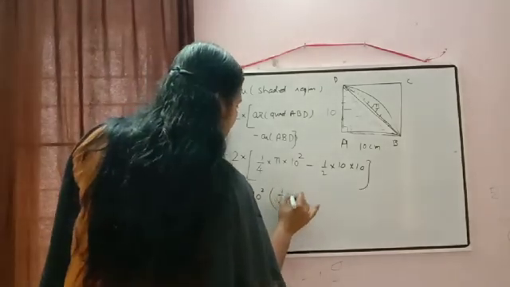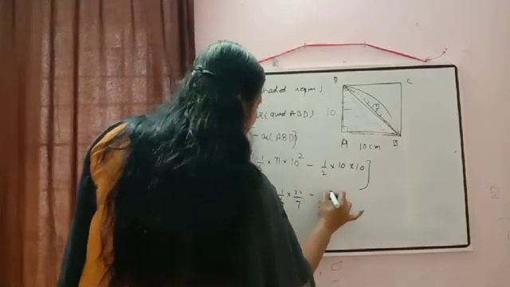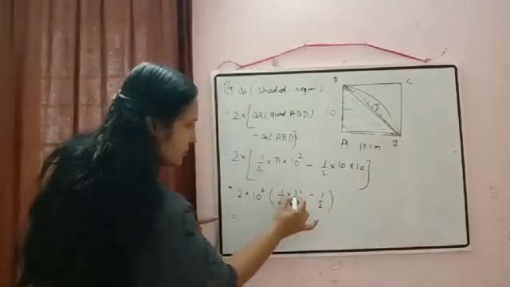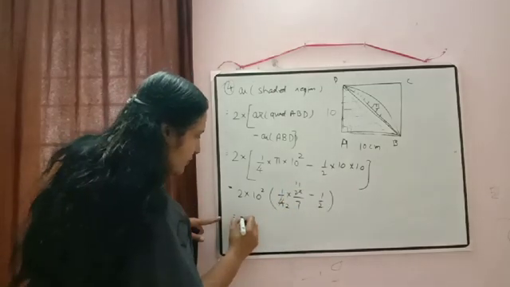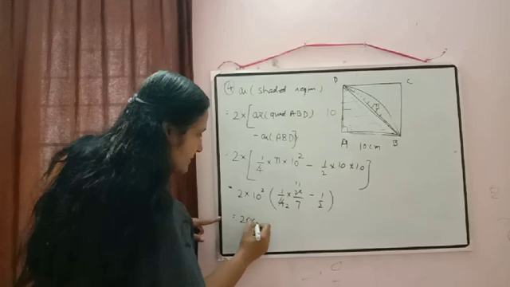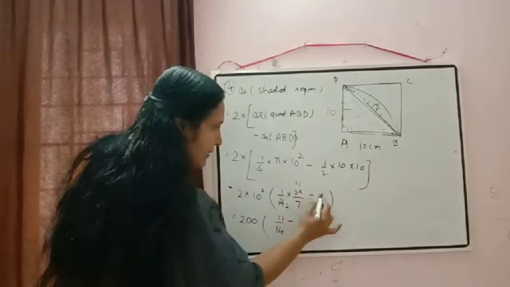So remaining is 1 by 4 into 22 by 7 minus 1 by 2. So here these two we can cancel. Then it will be equal to 11 by 2. Here 2 into 100 into 2 is equal to 200. So remaining is 11 by 14 minus 1 by 2.